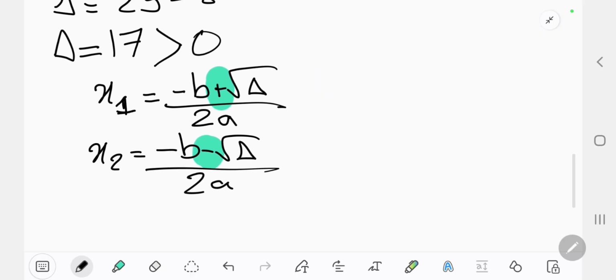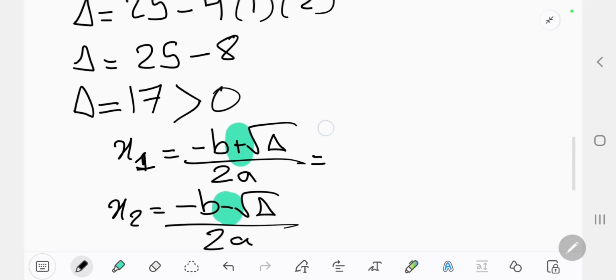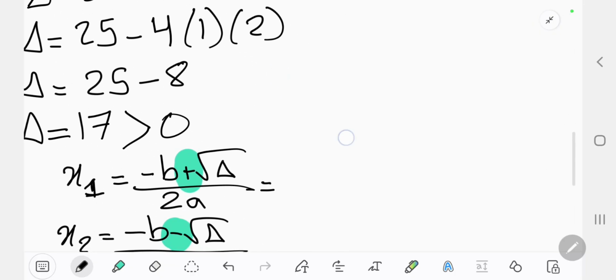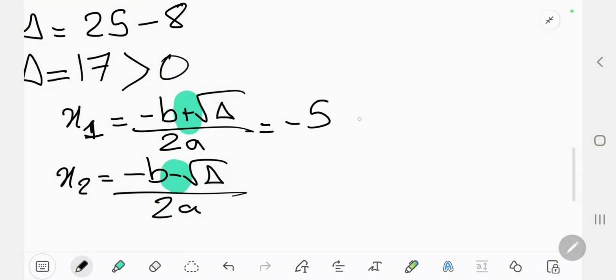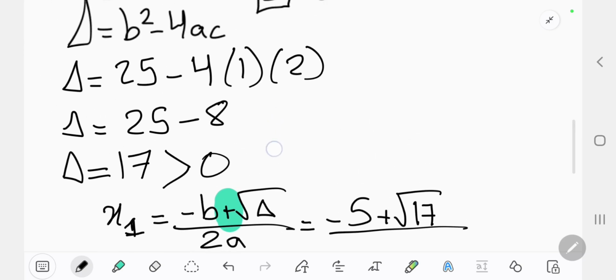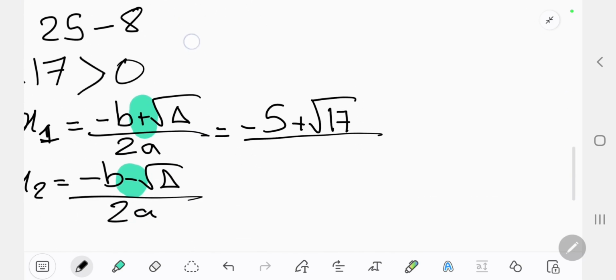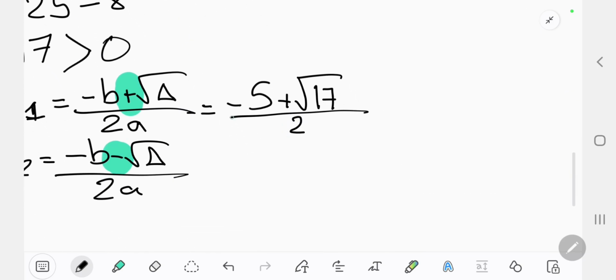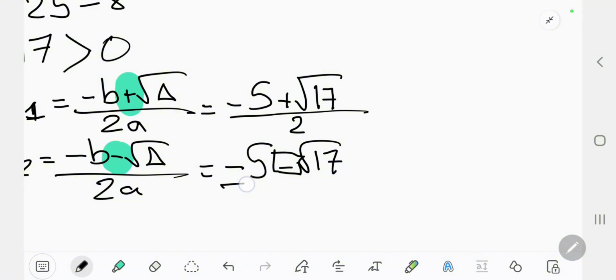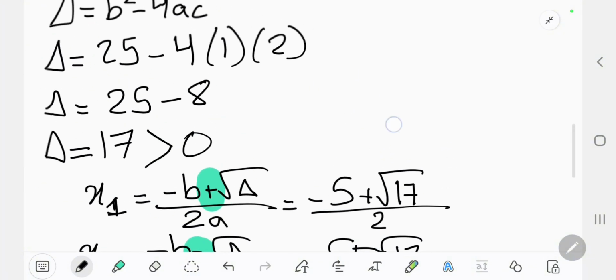Okay, so let's try to calculate this. Minus b, how much is b in this equation? It's 5. So we got minus 5 plus radical 17 over, how much is a? It's 1. So we have to put here 2a, which is 2. So that is solution 1. And then we got here minus b minus radical delta. Minus b is minus 5, like always. Literally, we just copy it, but instead of the plus, we put minus, over 2. And that's it. Those are the roots for this equation.